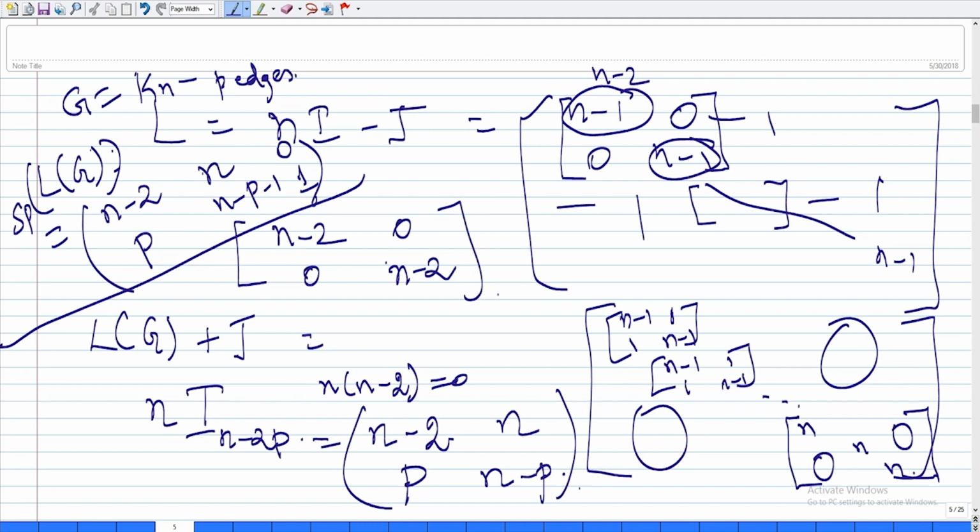So, now from here L of G plus I will take the expression in this form. So, we have seen that the eigenvalues are 0 and 2, right. So, if I again look at the order, we are looking at the non-zero eigenvalue, so that would be 2. So, from here we can immediately conclude this.